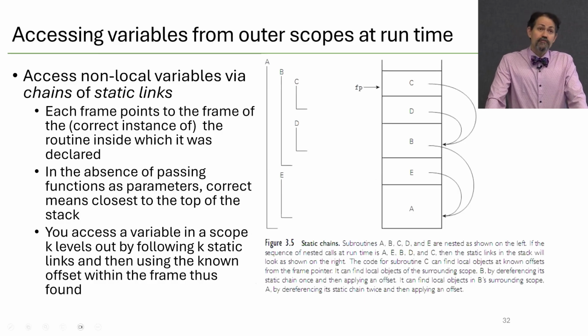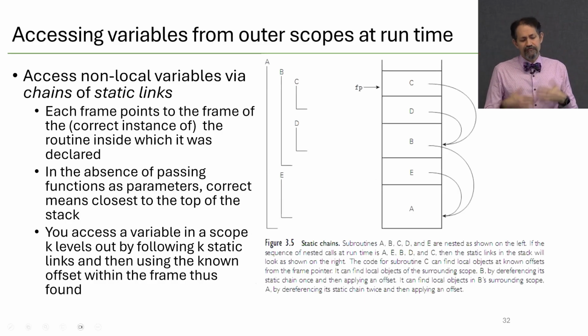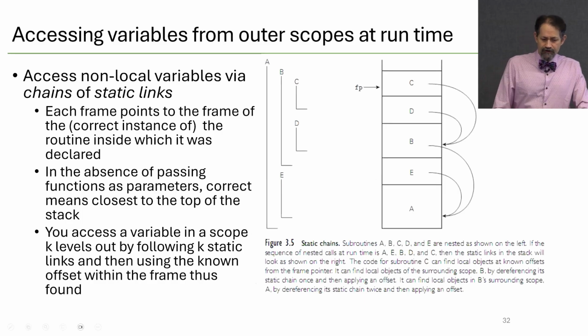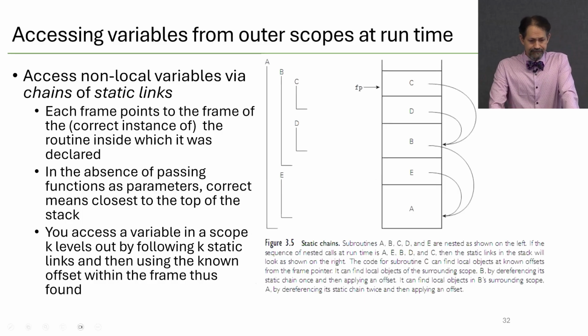In the presence of recursion, there could be more than one frame for the surrounding routine. So we'll simplify things for a moment. In the absence of passing functions as parameters, the correct instance of the routine that we're nested inside is always the one that's closest to the top of the stack. And we'll look at cases for passing functions as parameters later. So you can access a variable in a scope that's k levels out simply by following k static links and then using the known offset within the frame that you find.